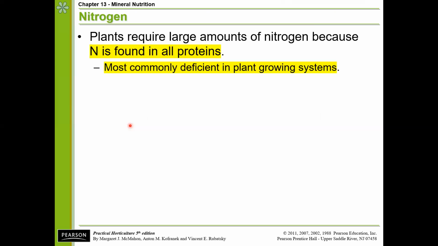Starting with the one that I think is the most important, because it is usually the most lacking. In fact, if you do a soil test and you ship it off to the testing laboratory at Virginia Tech, they don't even look at nitrogen. They don't analyze it, because by the time you get the results of the test, it's likely that nitrogen has already moved. It is found in all plants, and it is the most commonly deficient in our plant growing systems.